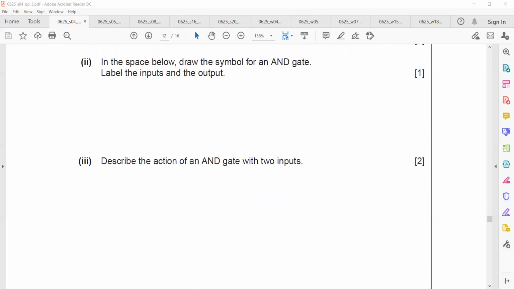In a space below, draw a symbol for AND gate. So for AND gate, we have a symbol similar to a D, with the inputs and the output. If the question says describe the action of AND gate with two inputs, you can draw a truth table here.